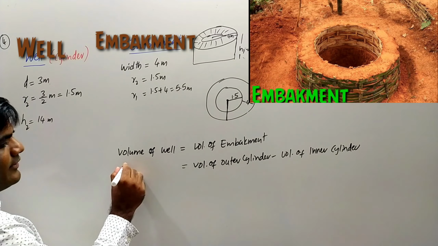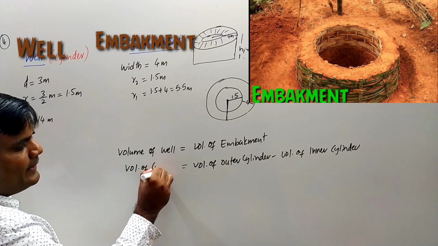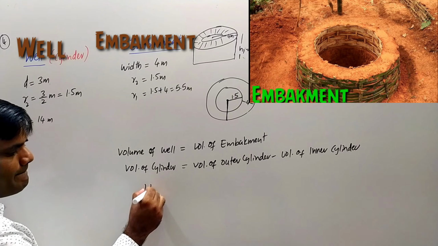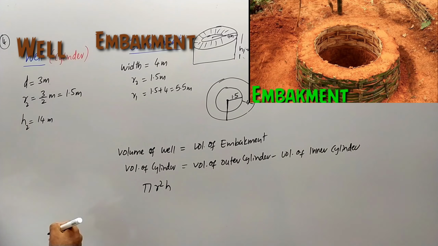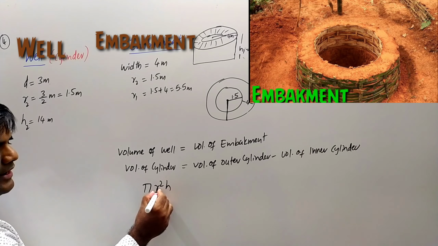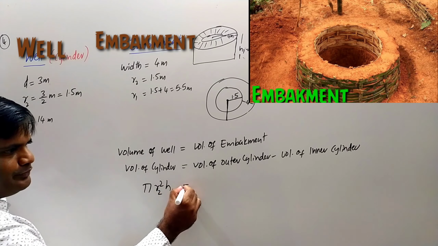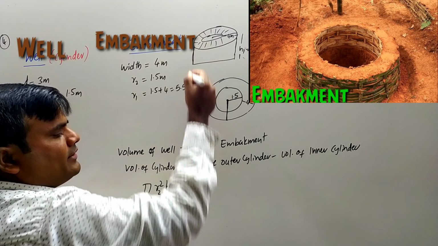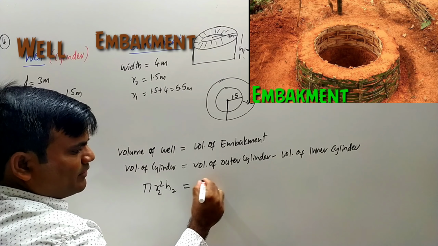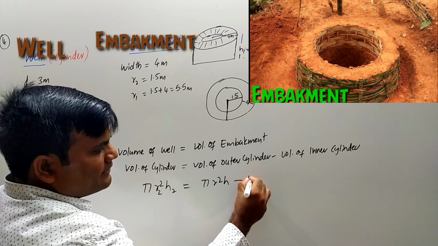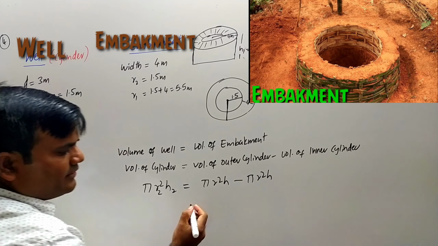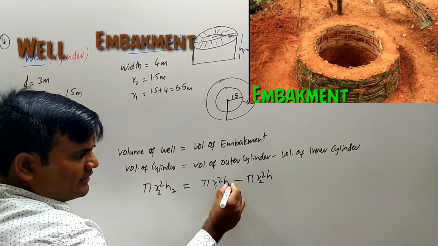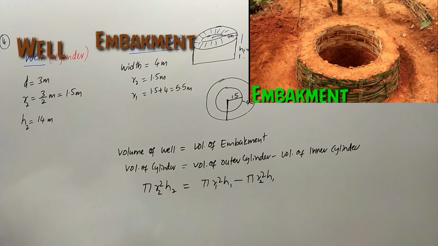So volume of well is nothing but the volume of a cylinder. The volume of cylinder formula is pi r square h. So here I am taking pi r2 square h2. Volume of embankment, here, we need to take only up to here. Volume of outer cylinder, here also I am writing pi r square h minus pi r square h. So this one I am taking R1, this is R2. This one is H1, that is the height of the embankment.